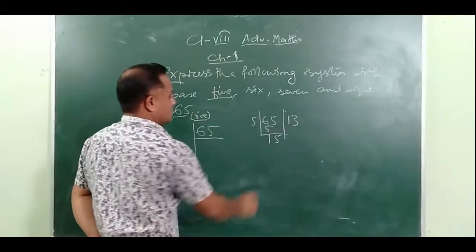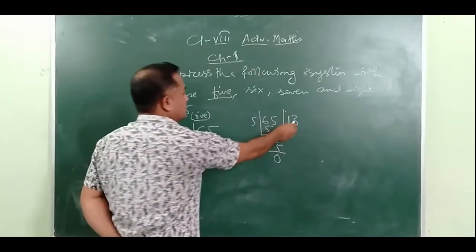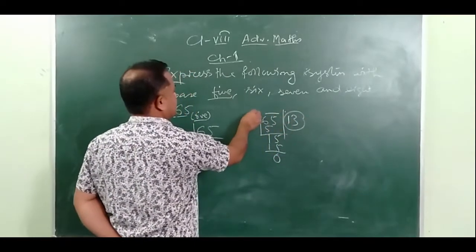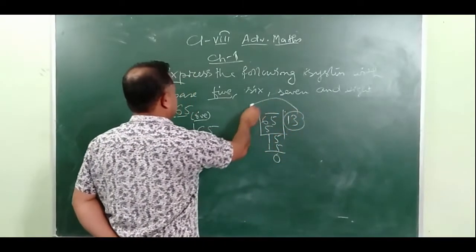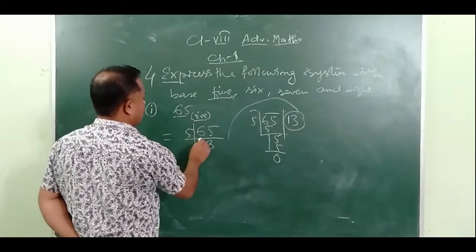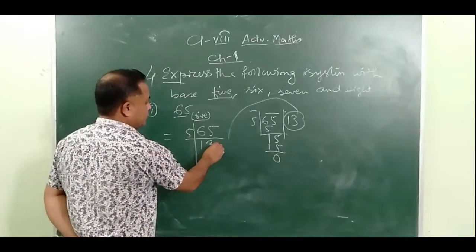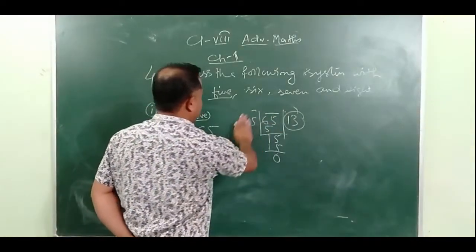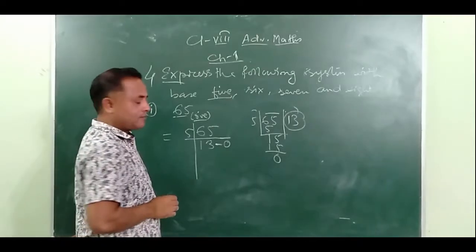13 times, and the remainder is 0. How will we write? This is the quotient, this is the dividend, this is the divisor and this is the remainder. This quotient I will write here, divided by 5. The quotient I will write here. I will put one small line here, and I put the 0 on the side.